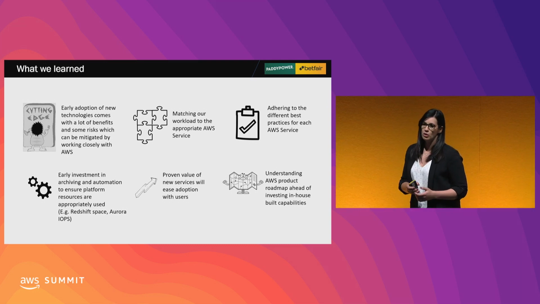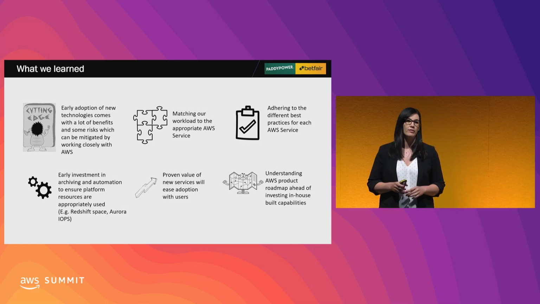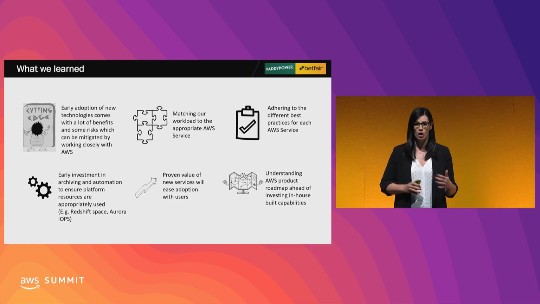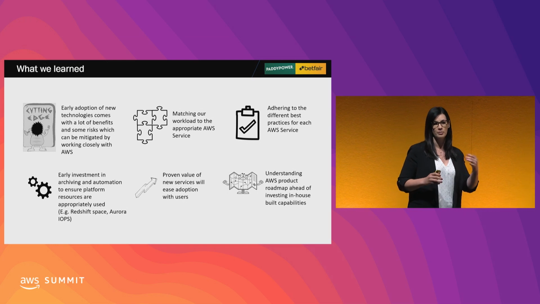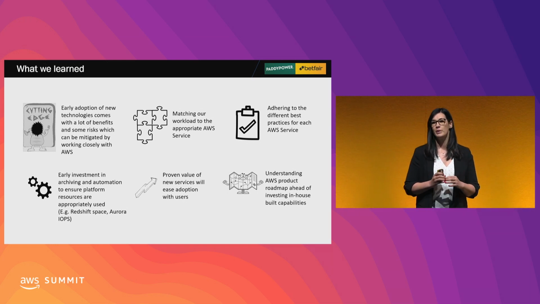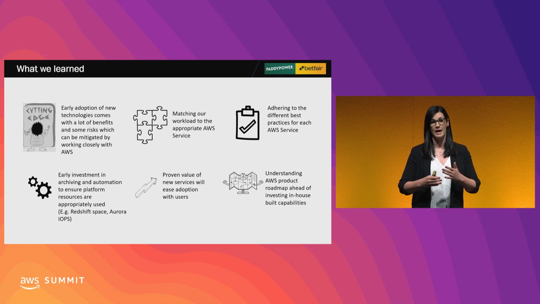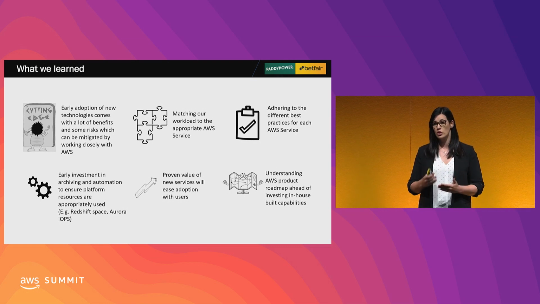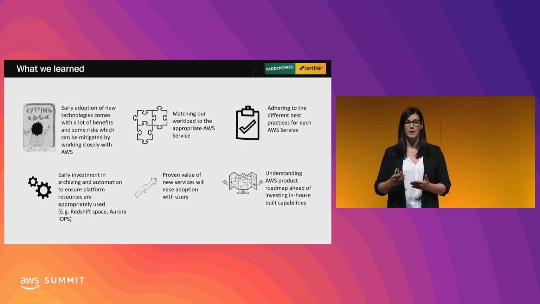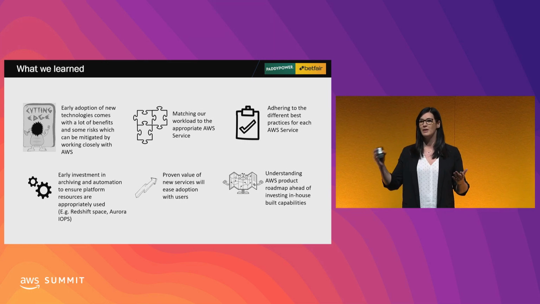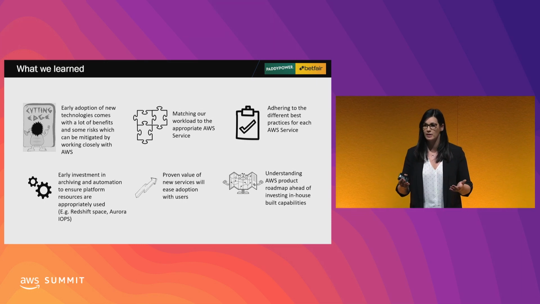If we had to do this all over again, we probably would have invested a little more early on in the archiving and automation of the data itself, because we saw ourselves needing to do that quite late in the game. Just to make sure that we are using Redshift capacity or any other AWS service capacity appropriately.